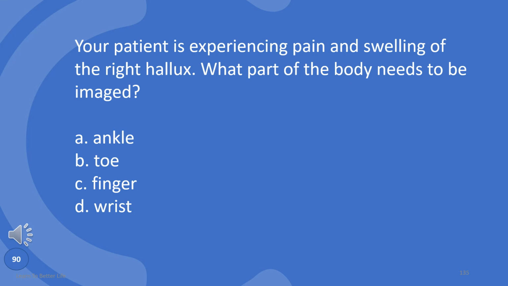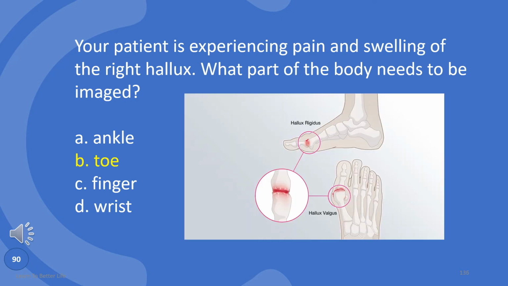Your patient is experiencing pain and swelling of the right hallux. What part of the body needs to be imaged? A, ankle. B, toe. C, finger. D, wrist. B, toe.